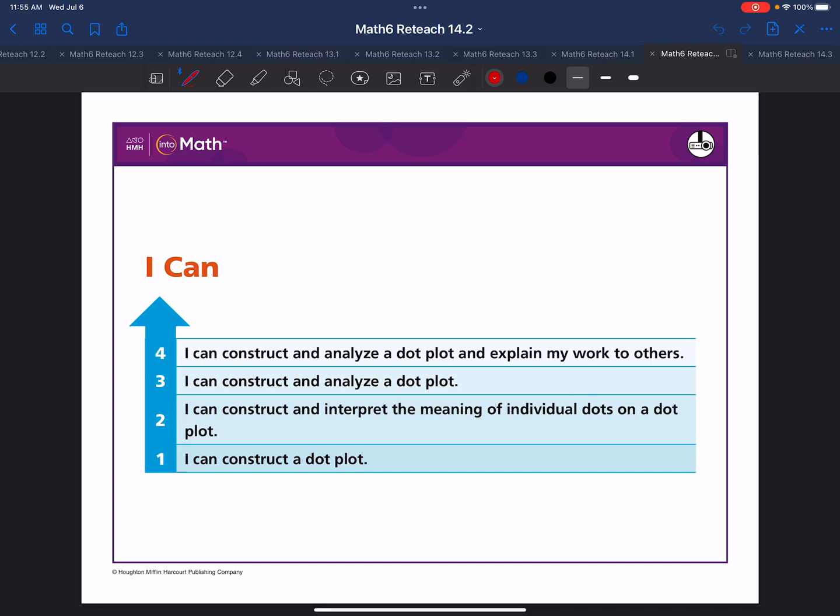Today we will review 6th grade math lesson 14.2. This lesson will cover how to display data in dot plots. Here's your I can statement. I can construct and analyze a dot plot and explain my work to others.